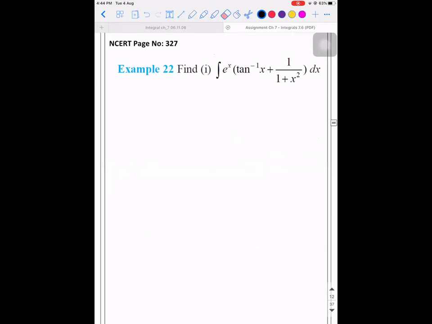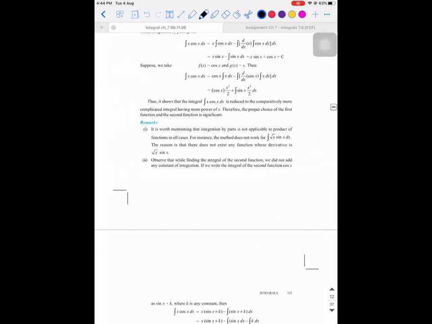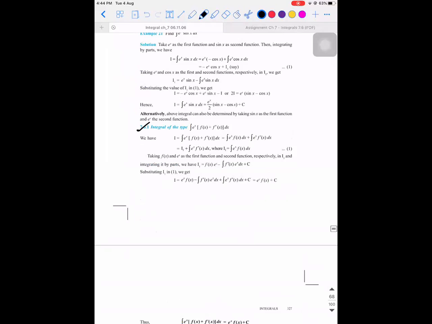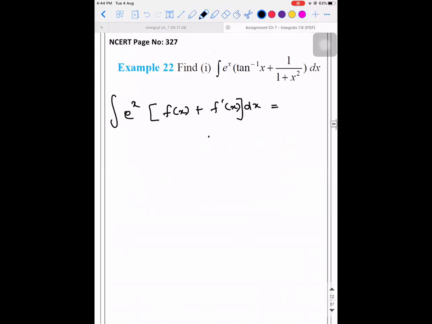So the next is another formula. Write it down. Integral of e power x into f of x plus f dash of x dx is equal to, this one. So integral of the type e power x into f of x plus f dash of x, plus c. So this is equal to e power x into f of x plus c.